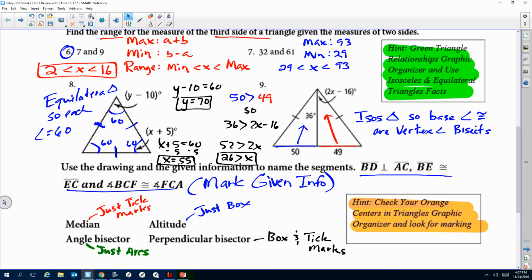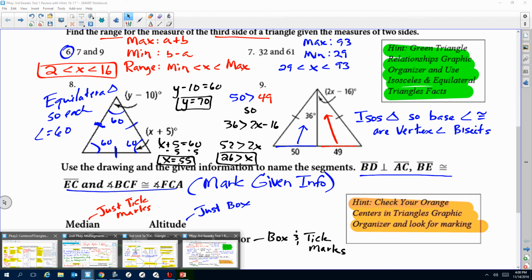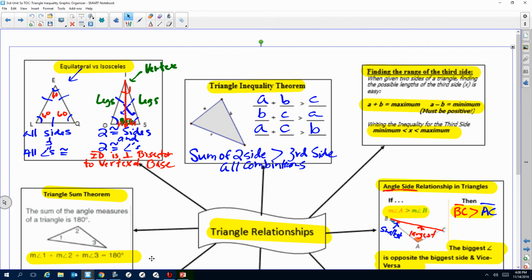Now, there's 2 things. Yes, you have an isosceles triangle, so the base angles are congruent or the vertex angle is bisected. But because we have 49 and 50, I'm comparing the 2. Since 50 is greater than 49, then I know that 36 is greater than 2x minus 16, and we're just solving for x. Okay, so that covers our green, our triangle relationships. I know we did this in class. Let's cover some questions off of this graphic organizer.